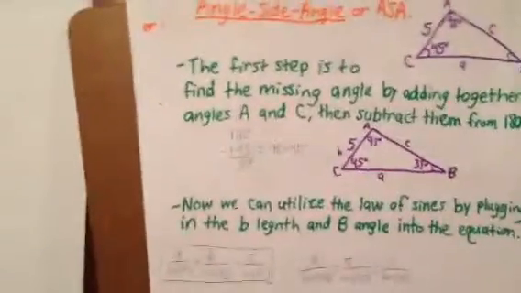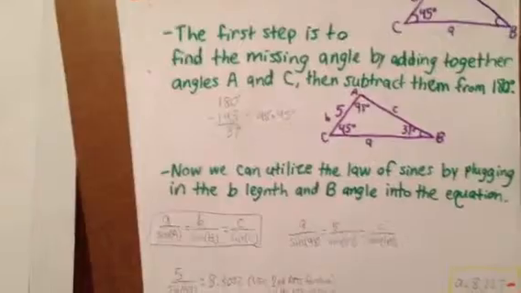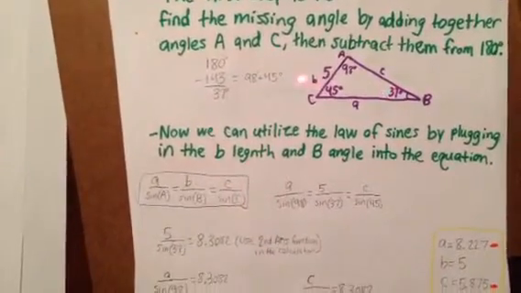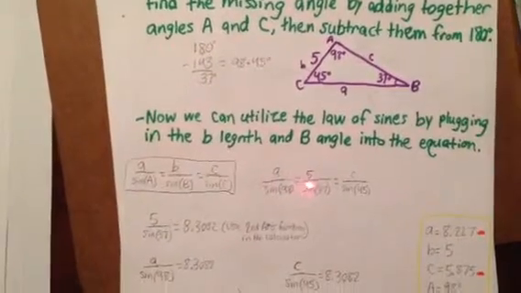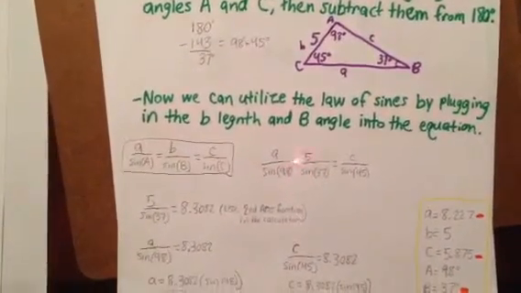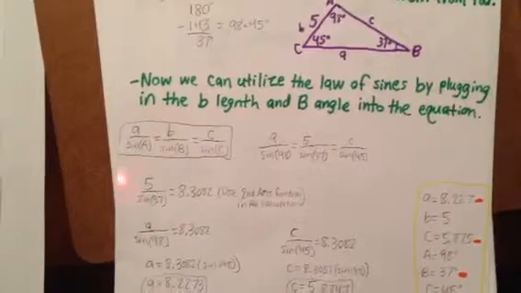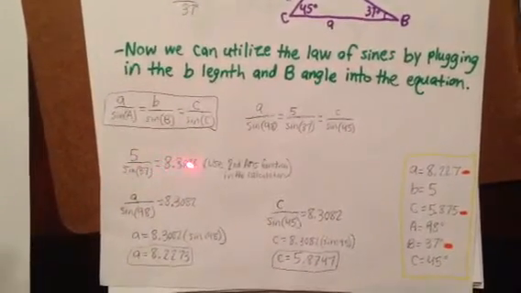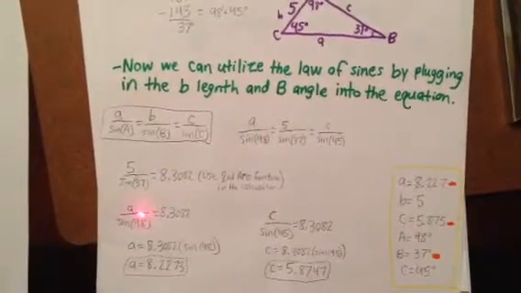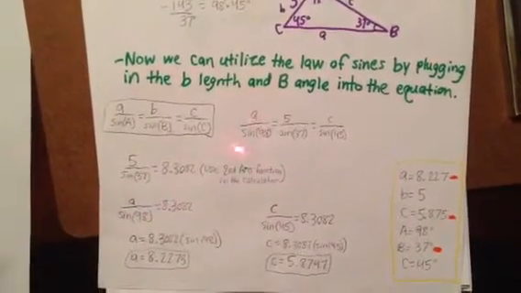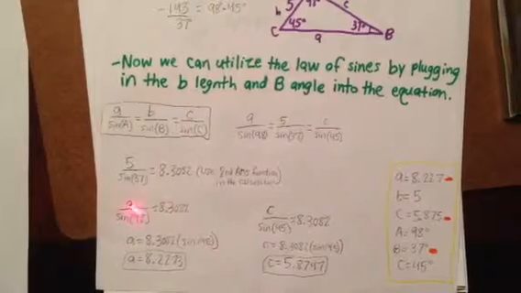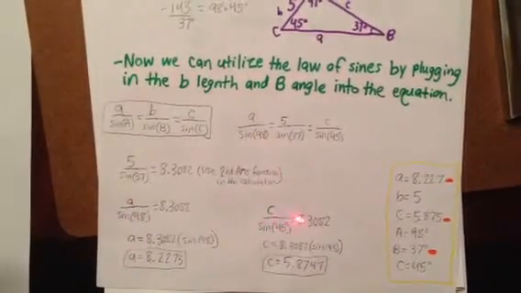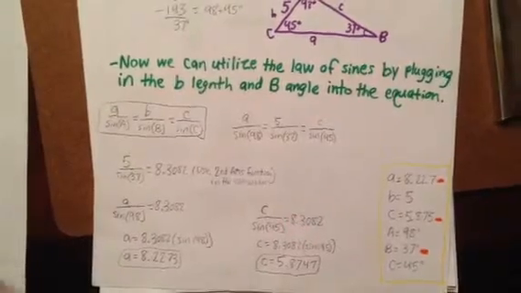Now I can utilize the law of sines by plugging in the B length and the B angle into the equation. I plug those both into the equation along with the others, and since those are both the same, I can make that my constant value. I find that, and I plug that constant value in to solve for all the others, since they're all equal to each other. I solve for A and I solve for C just by setting them equal to that 8.3 value.